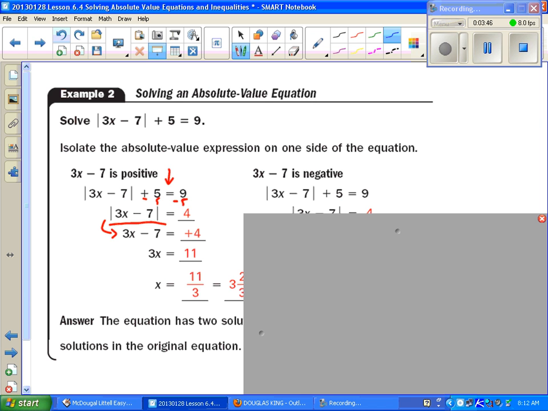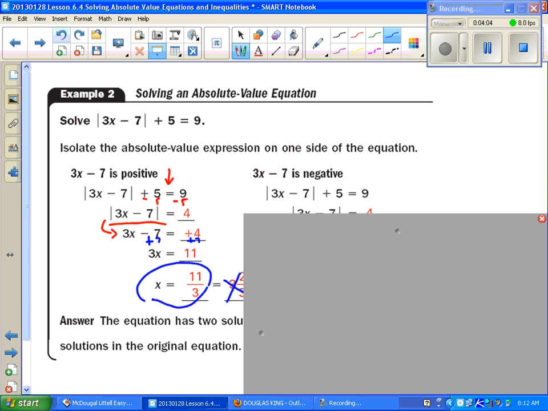Undo minus 7 by adding it. Do the same thing to the other side. 4 plus 7 is 11. Now you have 3x equals 11. Divide by 3, and you don't even need it. They left you a blank here. Remember, you don't need to take it to that step right there. When you divide by 3, you get x equals 11 over 3. So that's one of your possible answers.